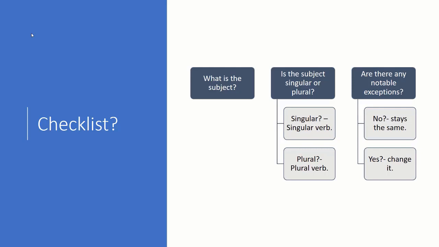So the first thing you have to think about is, what is the subject? All right, so find the subject in the sentence. Is the subject singular or plural? If it is singular, you're going to use a singular verb. If it is plural, you are going to use a plural verb. Very simple so far. Are there any notable exceptions? If you look at it and there are no notable exceptions, then it just stays the same. If there are notable exceptions, and we're going to look at some of them in this lesson, then yes, you'll change it to the other way around.